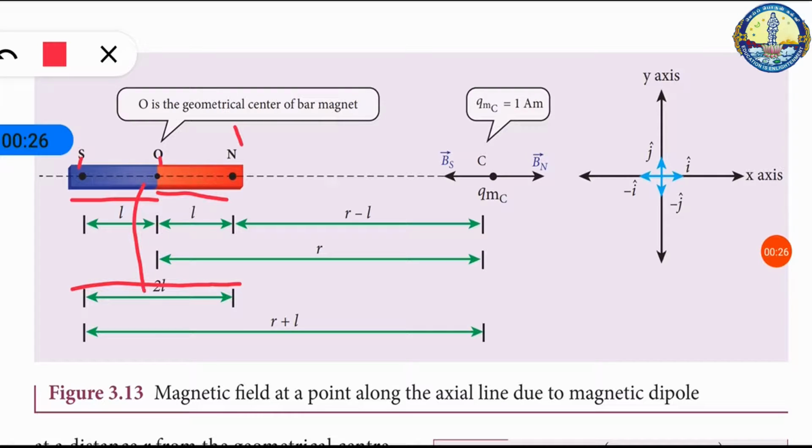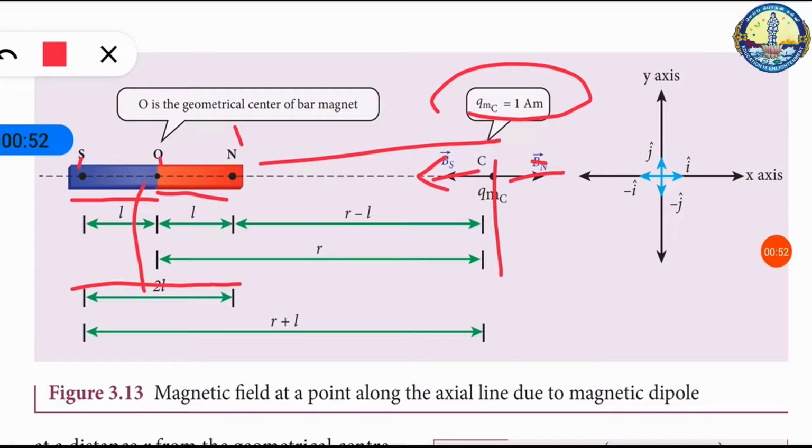Now the magnetic field at a point C along the axis of the magnet, from the geometrical center O of the bar magnet, can be computed by keeping a unit north pole, that is Qm equal to 1 A·m, at C. Here this is the south pole and this is the north pole. We denote the fields as Bs and Bn. Here this is the axis. This is the x direction, which has plus i and minus i, and the y direction as positive j and minus j.